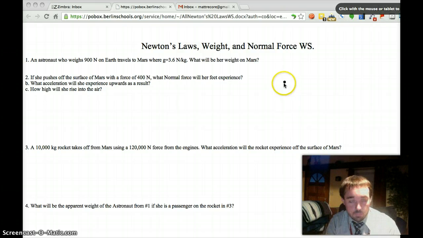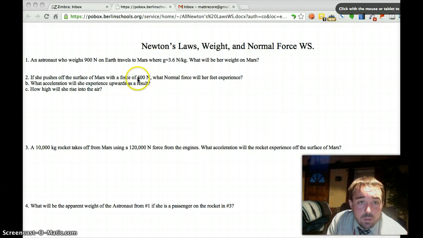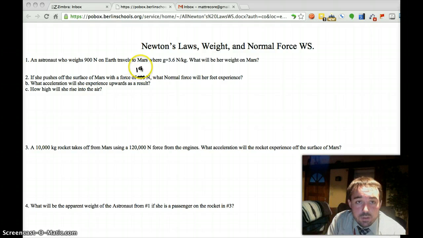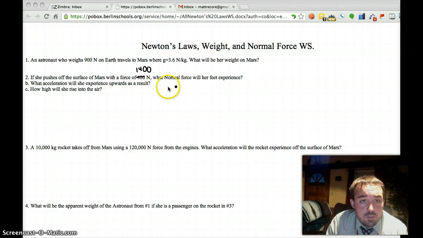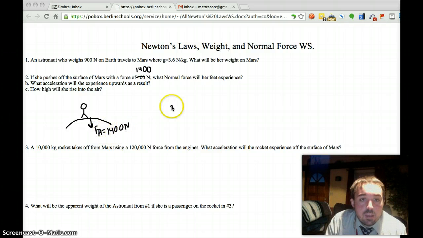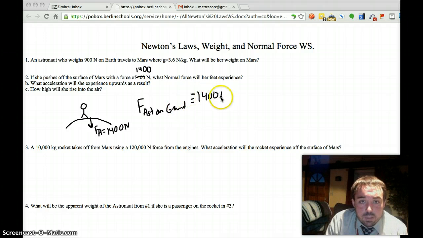Cool. Question 2. You were told to change this so that it's 1400, not 400. So she's on the surface of Mars, pushing off the surface. The astronaut is on Mars, and she is applying a force downward, a force applied of 1400 newtons. So she is pushing on the ground. Force of astronaut on ground equals 1400, and really negative 1400 newtons because it's down.